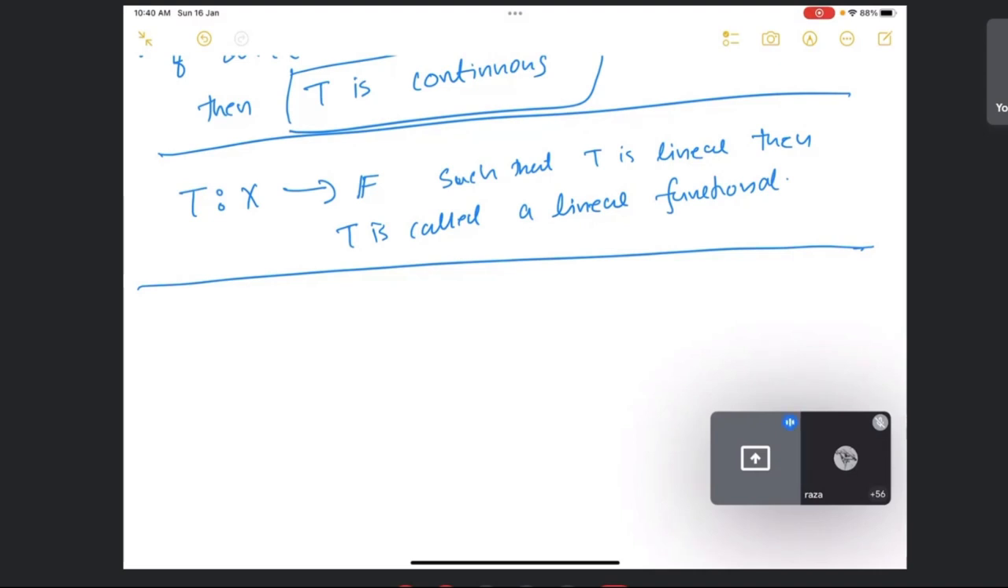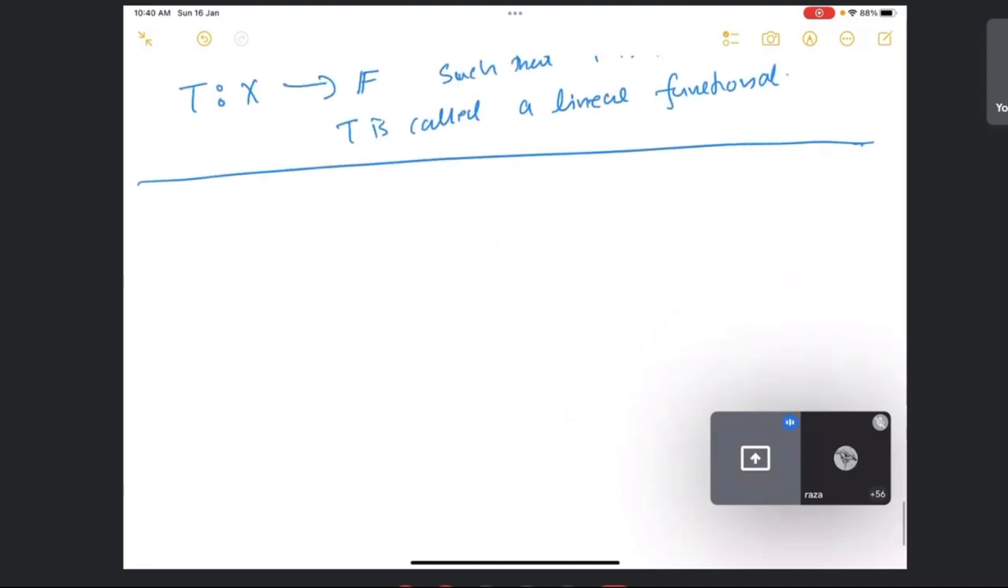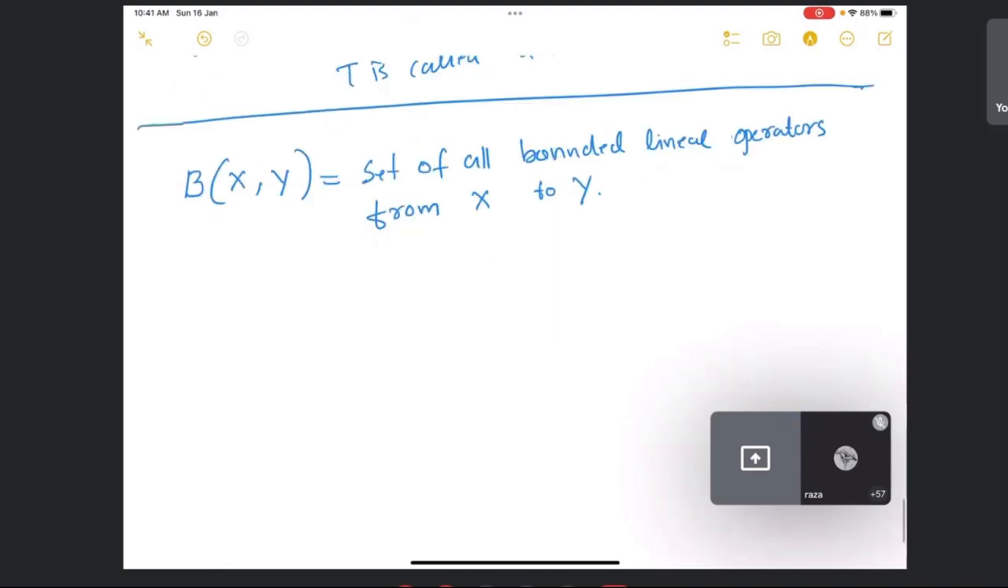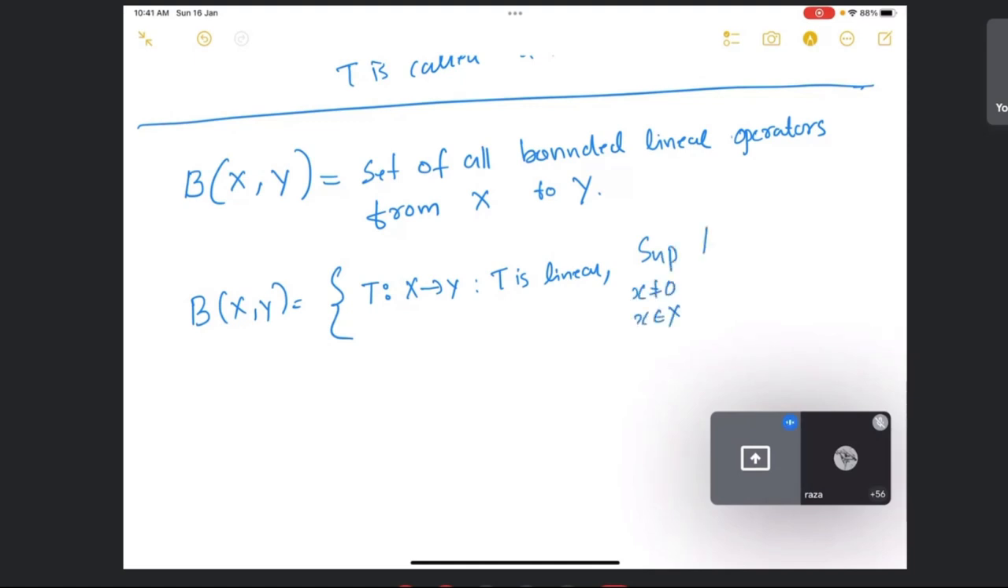You have seen what is a normed space and what is an operator, and you may also need this. You consider this collection, which is denoted by B(X,Y), and this is nothing but the set of all bounded linear operators from X to Y. So what is actually B(X,Y)? This is nothing but the set of T from X to Y, where T is linear, and this quantity, the supremum over x not equal to zero, x belongs to X, of norm Tx by norm x, is finite.